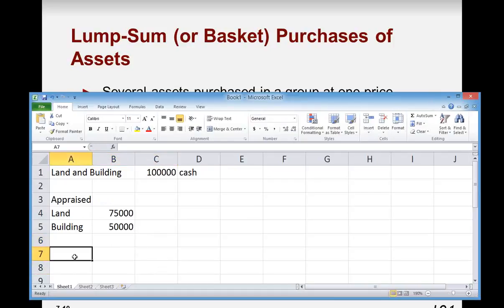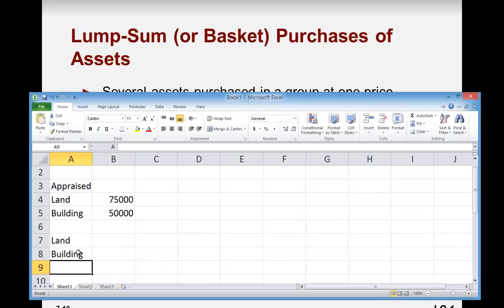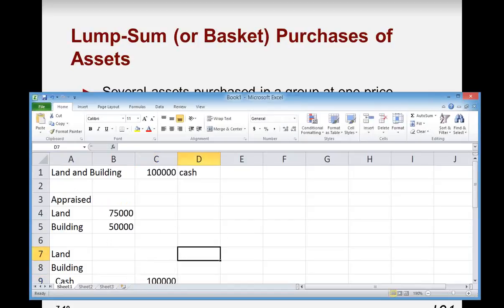I can't just record the land and building together because buildings depreciate and land does not depreciate. So I need to have an amount for my land. I need to have an amount for my building. And I need to have my cash amount. My cash is clearly $100,000. It's what I paid. It's verifiable. I know that's exactly what I paid. I can't record my land at $75,000 and my building at $50,000, however, because then my debits don't equal my credits.